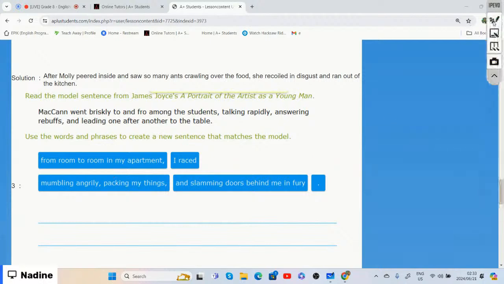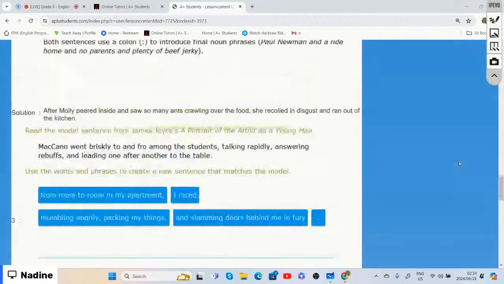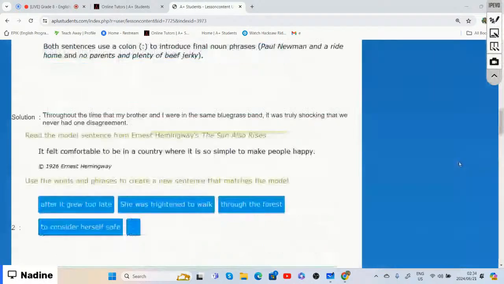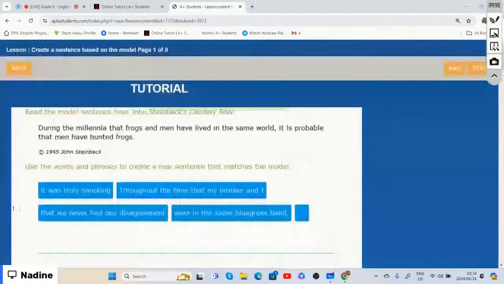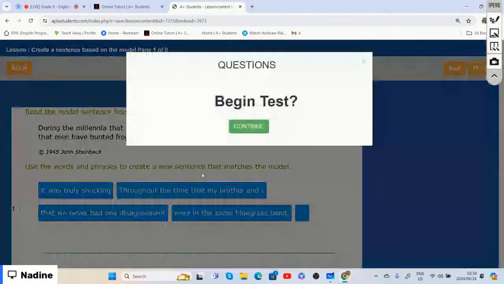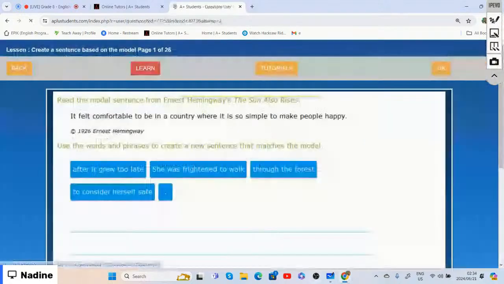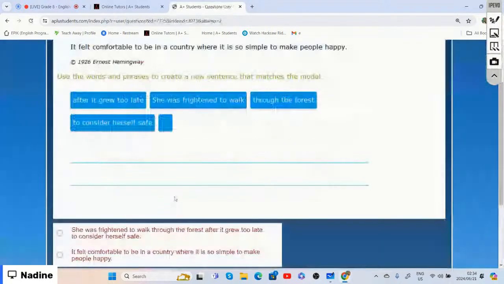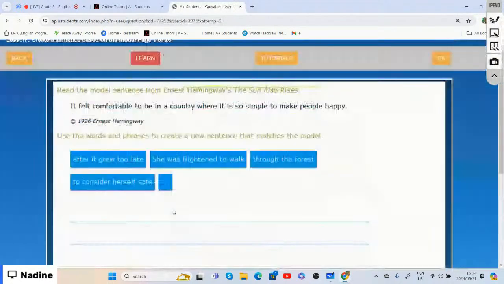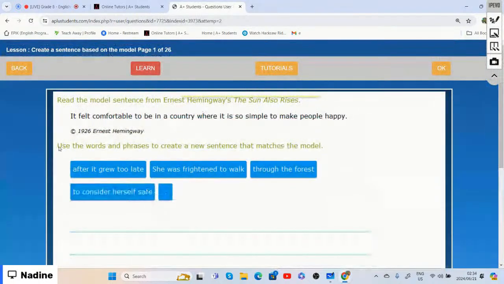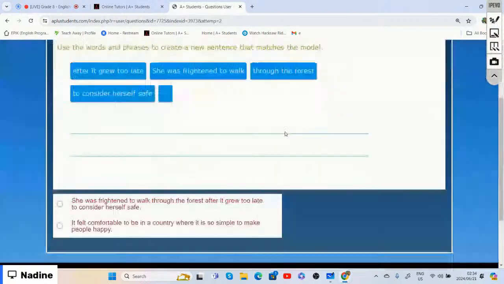Right? All right, let us go to our test, where we are going to create a sentence based on the model. It says, it felt comfortable to be in a country where it is so simple to make people happy. We need to use the words and phrase to create a new sentence that matches the model.